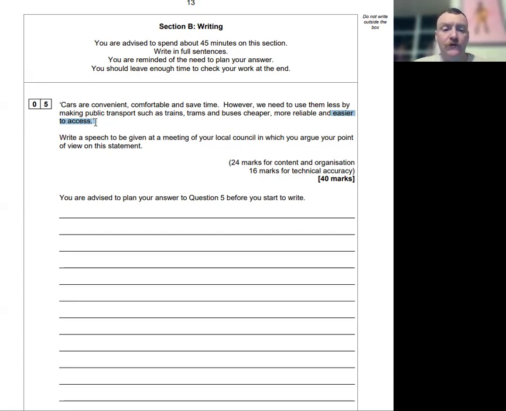So for the first paragraph, what you could write about is making public transport cheaper. Transport is extortionate. Trams are extortionate. Buses are so expensive. What's the solution? You're trying to persuade the council. What are the solutions? What are the real solutions to this? Okay, so that's what you're thinking about in your paragraphs. Problem, solution. How can you persuade people to come around to your point of view?